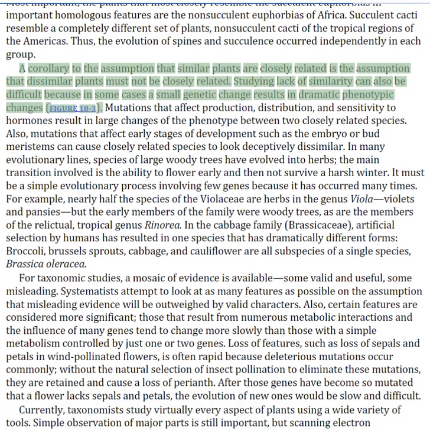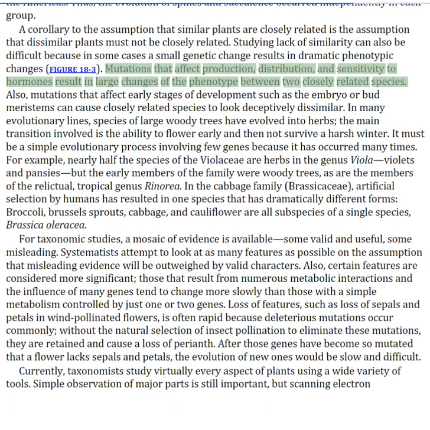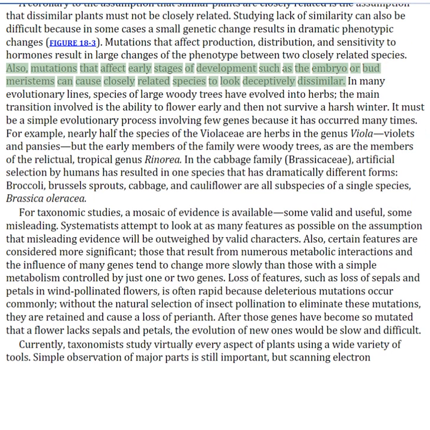A corollary to the assumption that similar plants are closely related is the assumption that dissimilar plants must not be closely related. Studying lack of similarity can also be difficult because in some cases a small genetic change results in dramatic phenotypic changes. Mutations that affect production, distribution, and sensitivity to hormones result in large changes of the phenotype between two closely related species. Also, mutations that affect early stages of development such as the embryo or bud meristems can cause closely related species to look deceptively dissimilar.